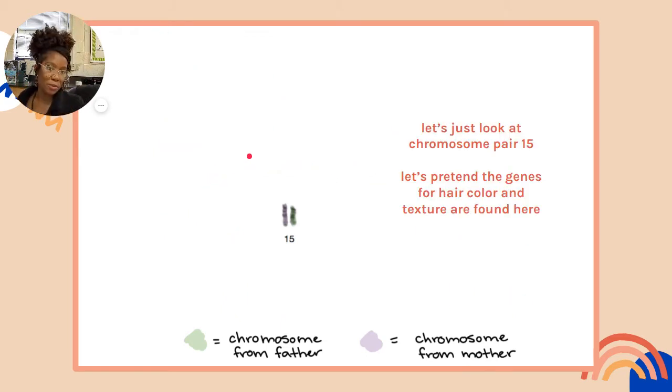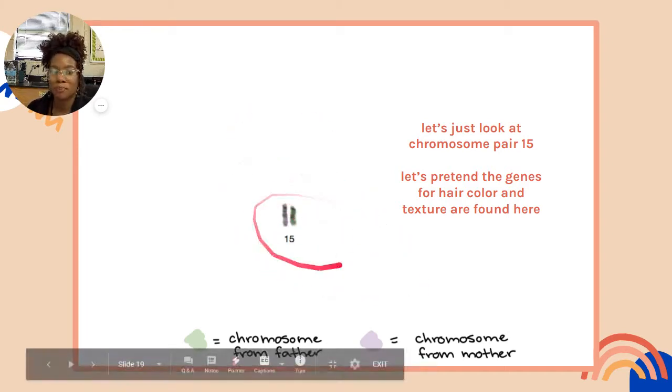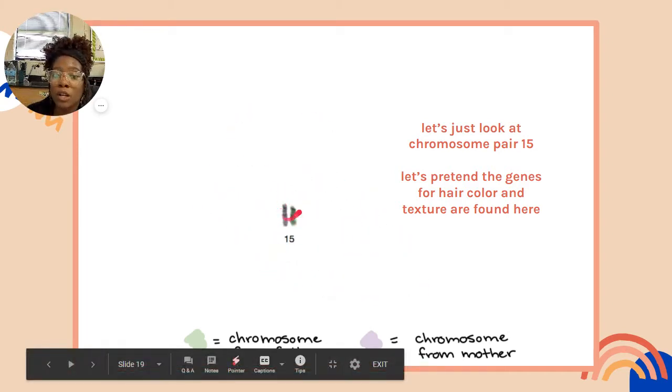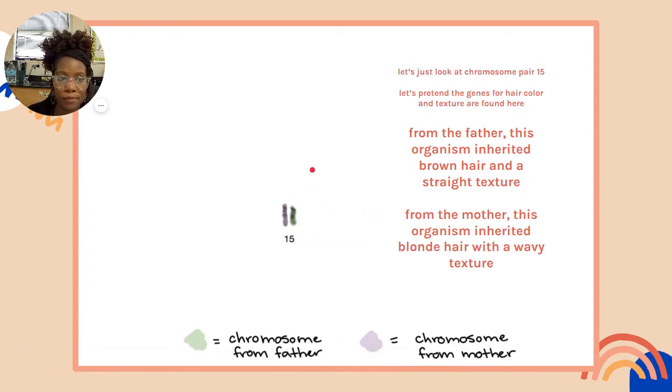So just for demonstration purposes, let's look at one pair of chromosomes. I chose chromosome pair 15. Let's pretend the genes for hair color and hair texture are found here. From the father, which is this green chromosome, this organism inherited brown hair and a straight texture. From the mother, this organism inherited blonde hair with a wavy texture.